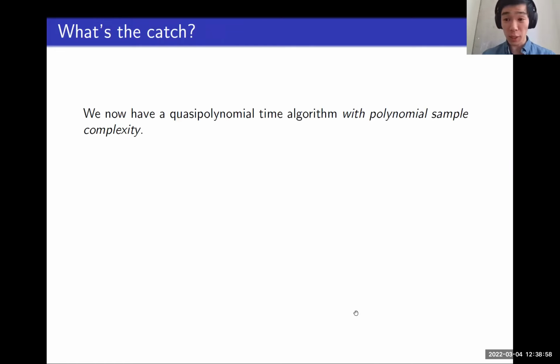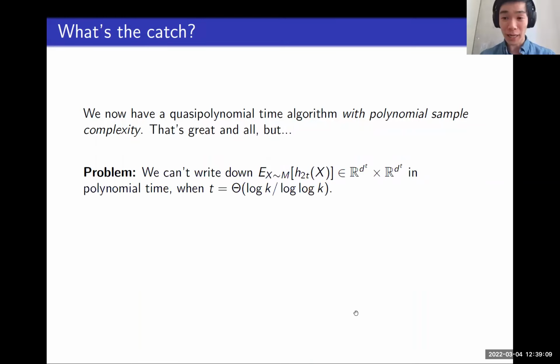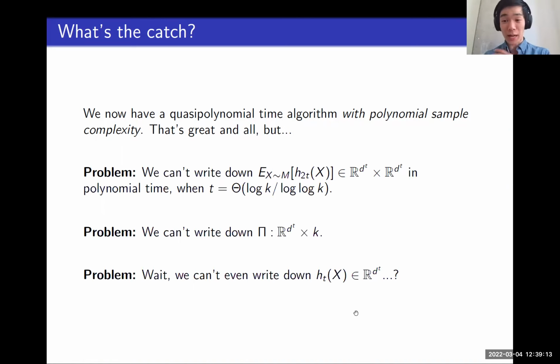So we have a quasi-polynomial time algorithm with polynomial sample complexity. So you get the sample complexity, but we still need quasi-polynomial time for several reasons, right? We basically can't write down anything with dimension d to the t, because that has quasi-polynomially many entries. And we're doing this in a lot of places. So how do we get around this?